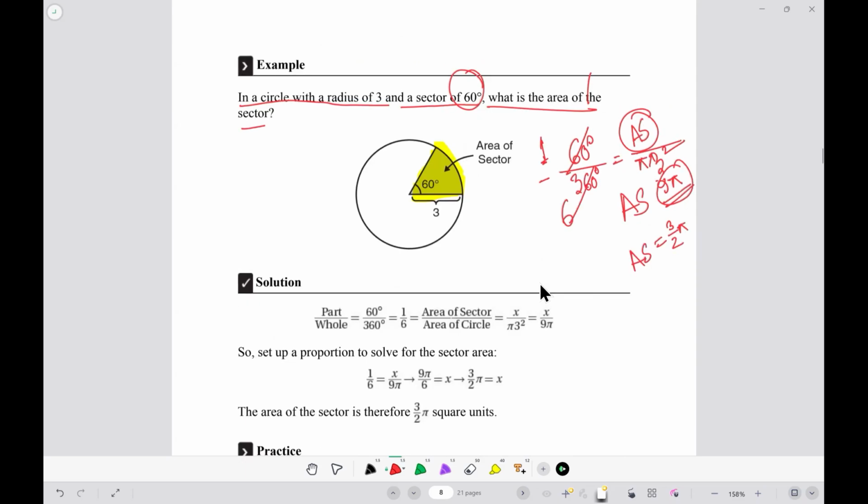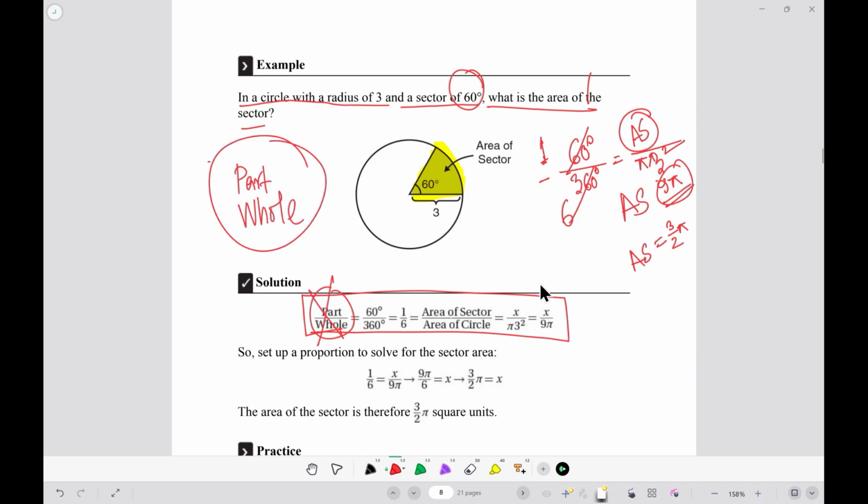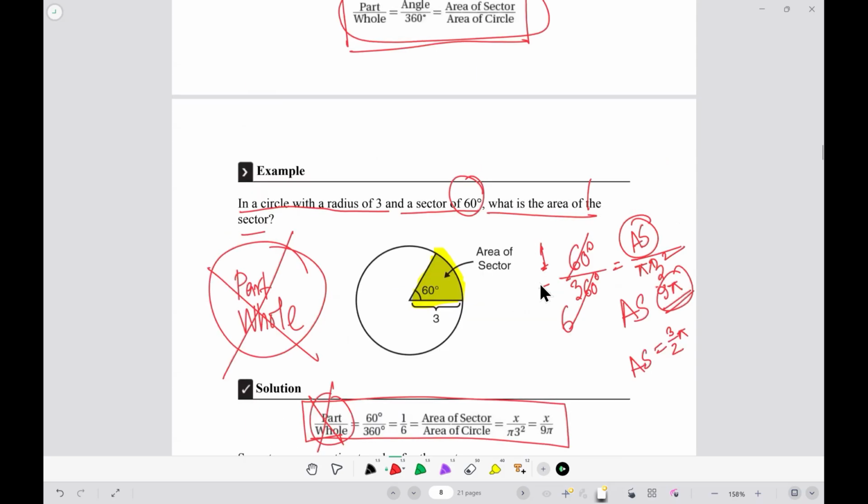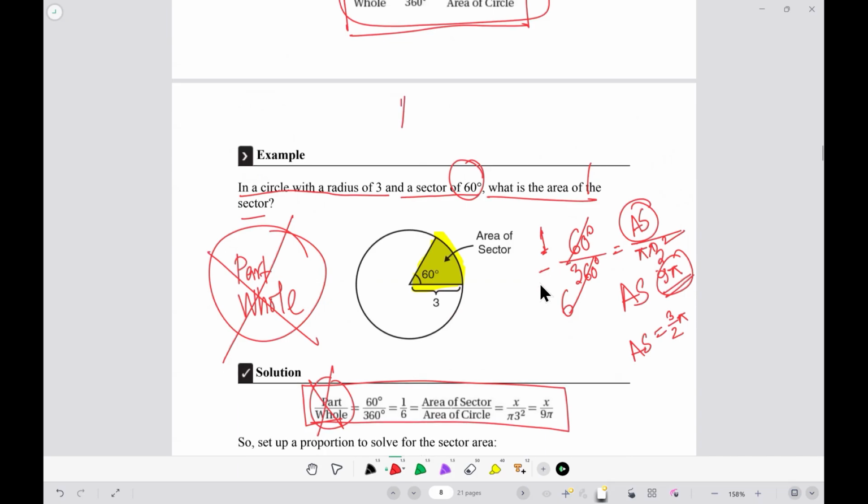Do you understand? Yeah. They're just using this simple formula, part divided by whole. Actually, we don't need any part divided by whole here because we really don't have any part and whole scenario. What we basically have here is the area of sector and the area of circle.